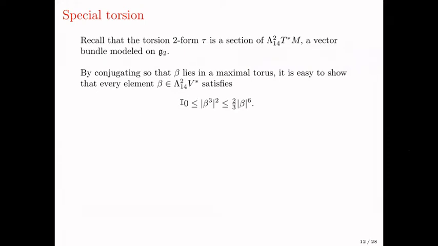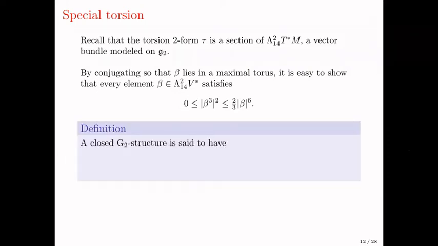So we always have this inequality, and the ones on either end of it, the ones that satisfy beta cubed squared equals 0, and the ones that satisfy beta cubed squared is equal to 2/3 norm of beta to the power 6, are special. So if the torsion 2-form lies at either end of this inequality, I will say it has special torsion.